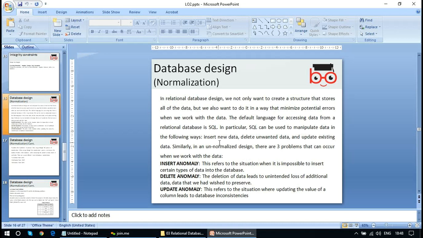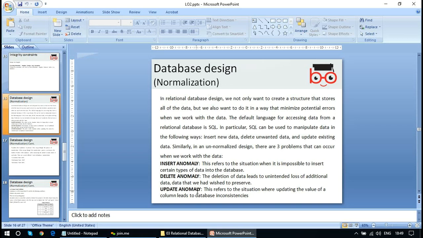Normally what you need to do is insert the data, delete the data, and update the records. So what happens when you insert the data? Certain problems can happen. When you delete the data, certain problems can happen. And even when you update the data, there can be certain problems. So what can those problems be? They have been given certain names: the insert anomaly, delete anomaly, and update anomaly.